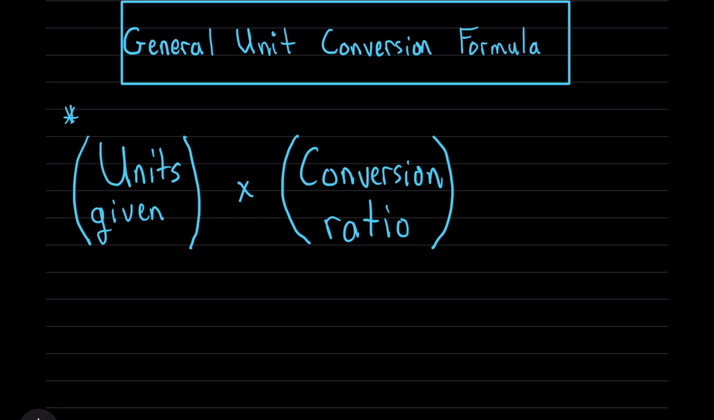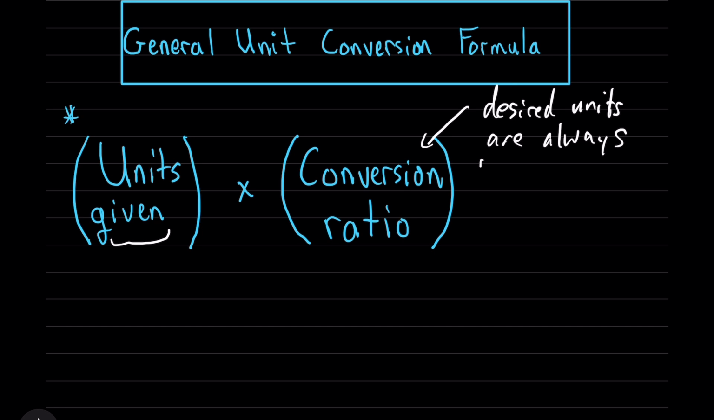So the general unit conversion formula is always given like this, and this will work no matter what units you're converting to, whether it's from imperial to metric or metric to imperial. It's the units given, meaning the one that we're asking you to convert from in the question, multiplied by the conversion ratio. And in this case, the desired units, and we're going to write this down, the desired units are always the numerator.